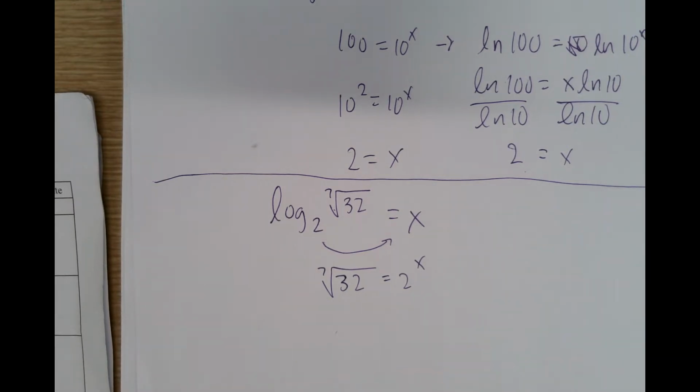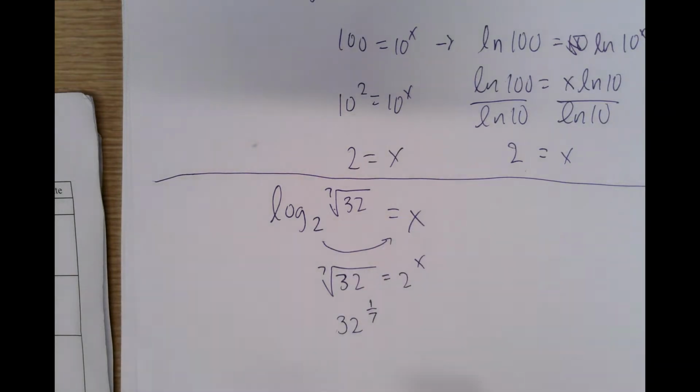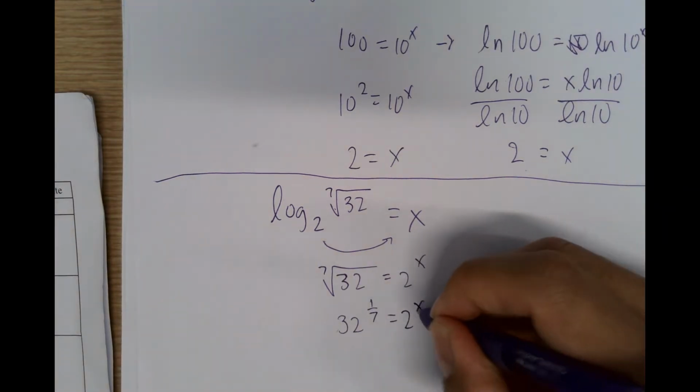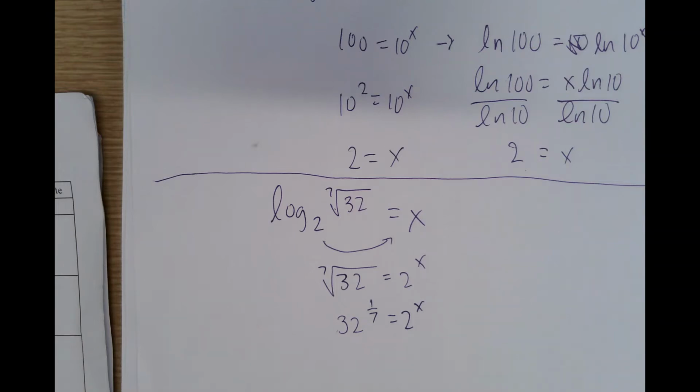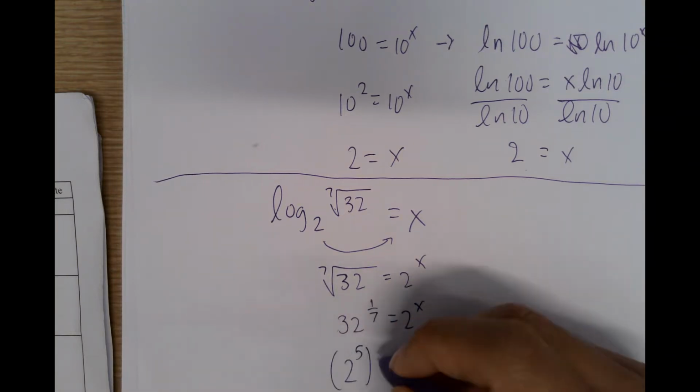Just as a reminder, whenever you take the root of something, how many you need is going to be indicated by a fraction. So as an example, 32 to the 1/7 is the same as the 7th root of 32. Right now what we're trying to do is transform this so that they have the same base. So the next step is, you should know that 32 is a power of 2. It would be 2 to the 5th power, which is equivalent to 32.